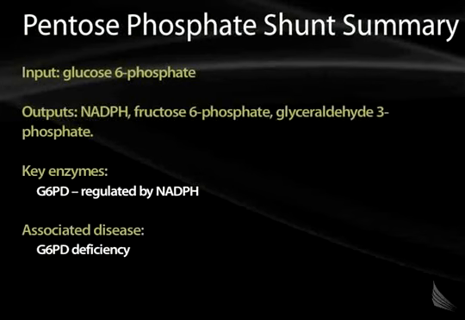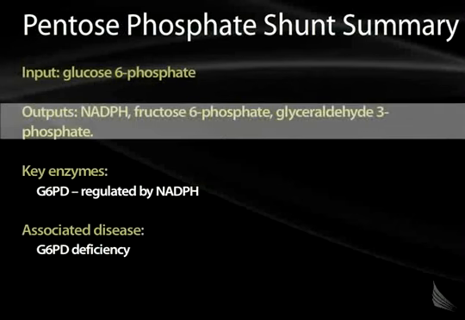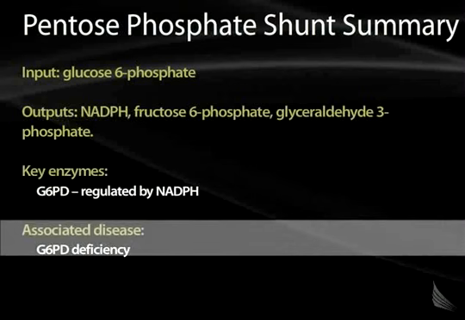So here's our summary of the pentose phosphate shunt. The input to the pentose phosphate shunt is glucose 6-phosphate from glycolysis. The outputs are NADPH, fructose 6-phosphate, and glyceraldehyde 3-phosphate, which are also intermediates of glycolysis. The key enzyme I want you to remember is glucose 6-phosphate dehydrogenase, or G6PD, which is negatively feedback inhibited by NADPH. The associated disease is G6PD deficiency. This concludes the section on the pentose phosphate shunt.